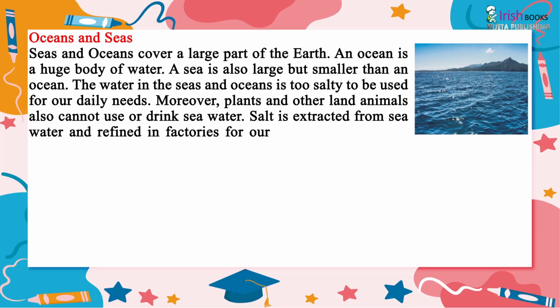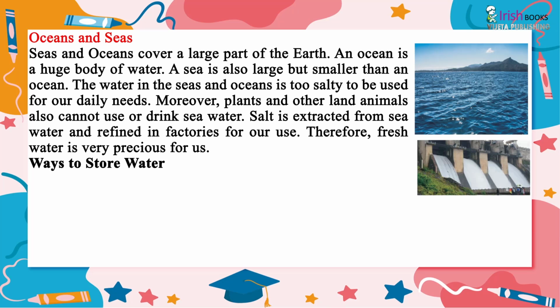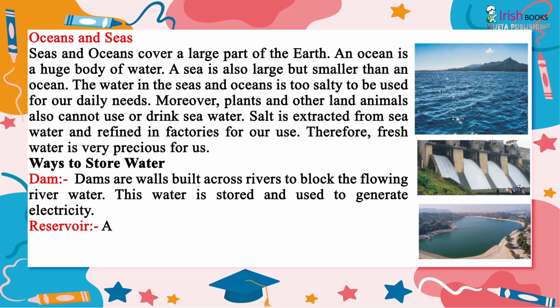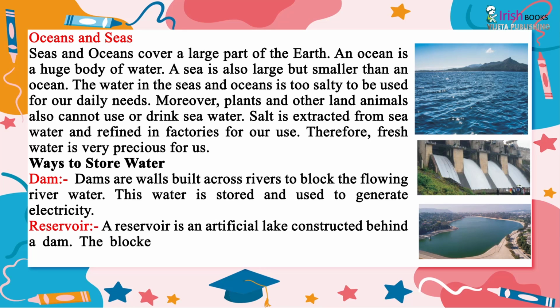Salt is extracted from seawater and refined in factories for our use. Therefore, fresh water is very precious for us. Ways to store water. Dam. Dams are walls built across rivers to block the flowing river water. This water is stored and used to generate electricity.